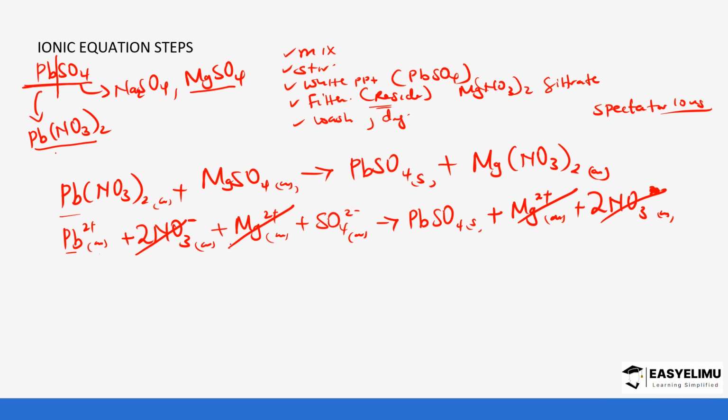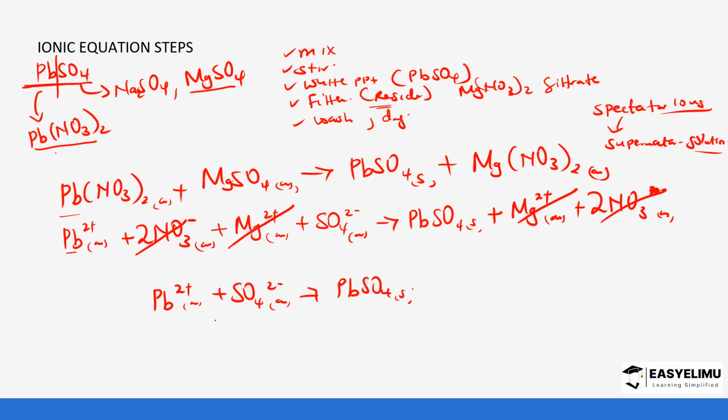Whatever ions we have cancelled are the spectator ions, and they form the supernatant solution. So whatever we are remaining with now is the overall ionic equation. We just put the ions as they are to form lead sulfate.